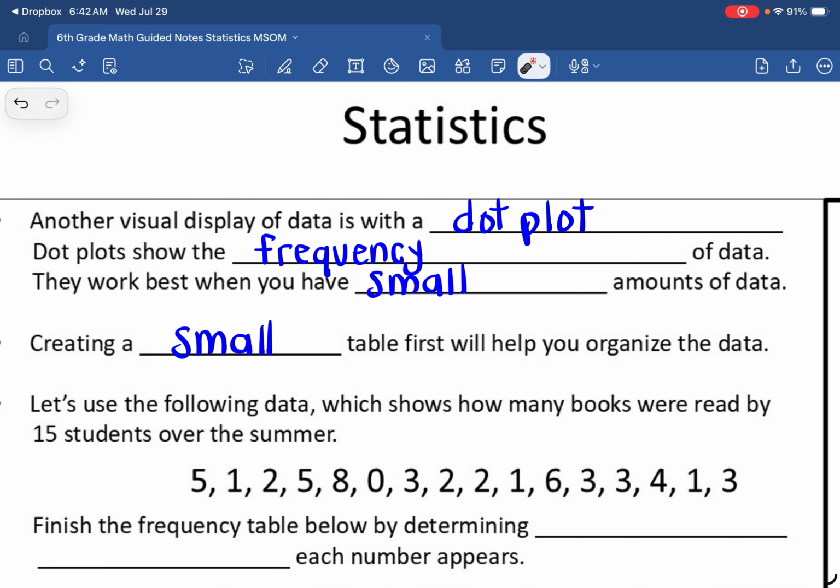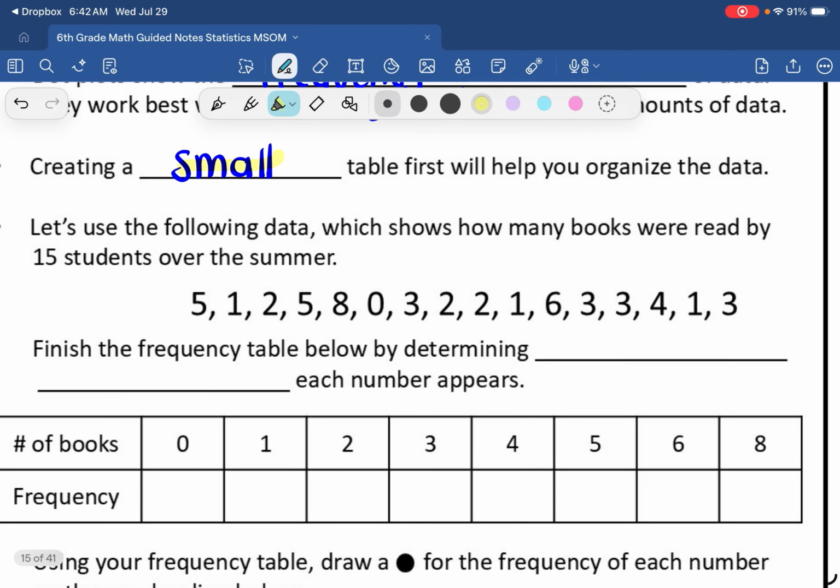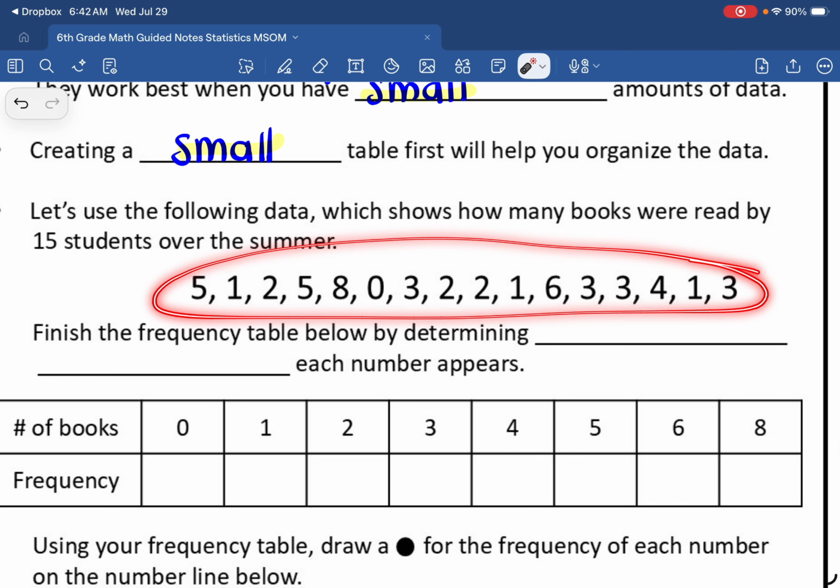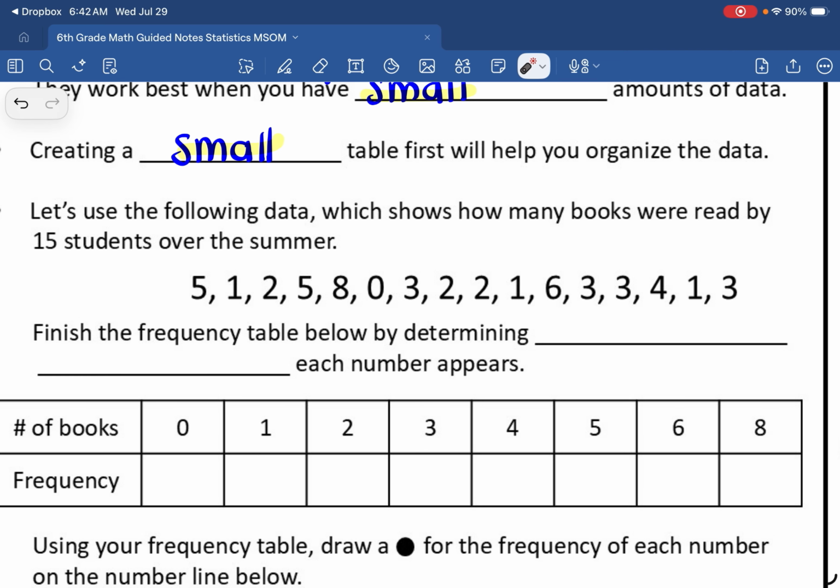Another visual display of data is a dot plot. Dot plots show the frequency. They work best when you have small amounts of data. So if you create a small table first, that will help you organize the data. Let's use the following data, which shows how many books were read by 15 students over the summer. So here's my data. 15 points is not too many. If I had hundreds and hundreds, I would probably not want to do this by hand.